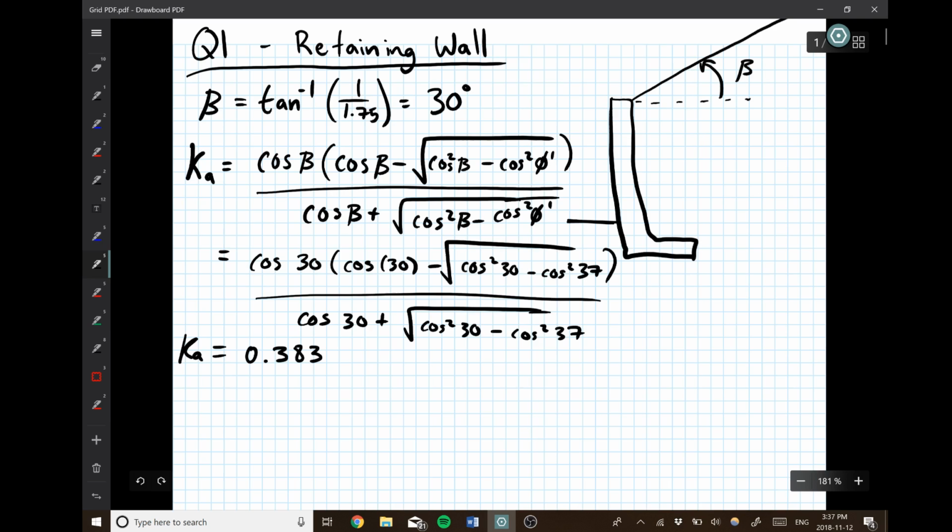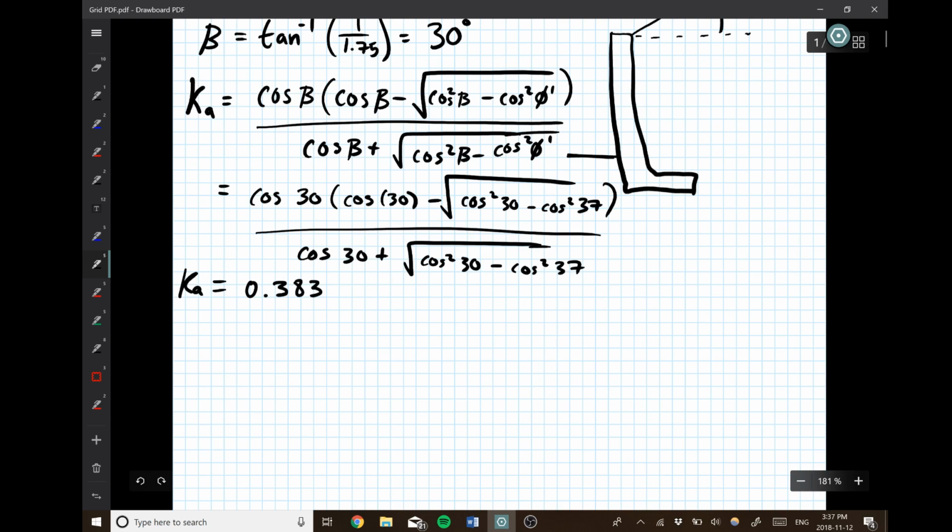Now, because the angle of beta and the angle of beta for the passive force are not equal, because there's a slope here but there isn't on the other side, Ka times Kp does not equal 1 in this case.